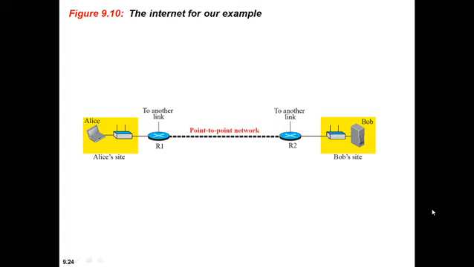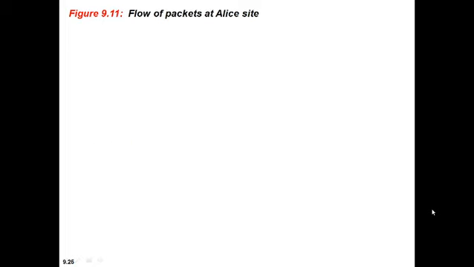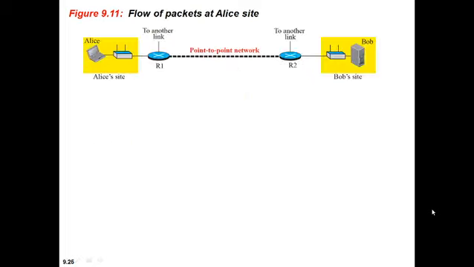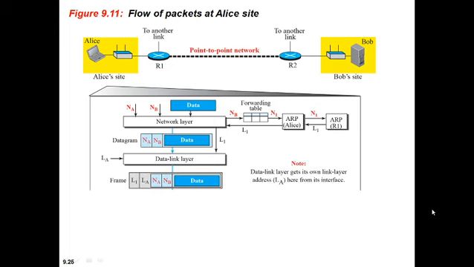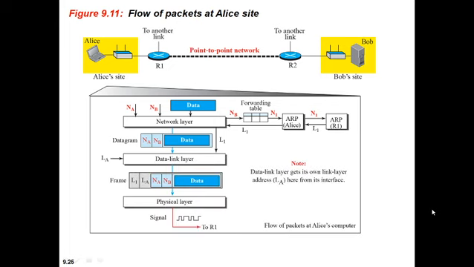In the next few slides, we will see how the flow of packets happens at each node. Flow of packets at Alice's side: Alice with the IP address of NA and Bob with the IP address of NB. Address Resolution Protocol works at the network layer. The network layer knows the given IP addresses, that is NA and NB, but it needs to find the logical link address of the next node.